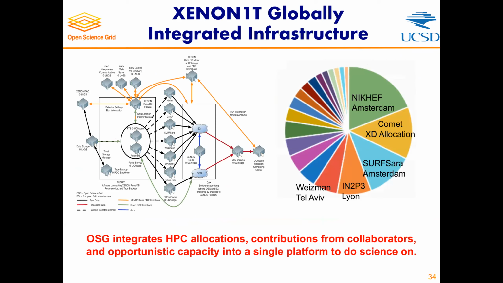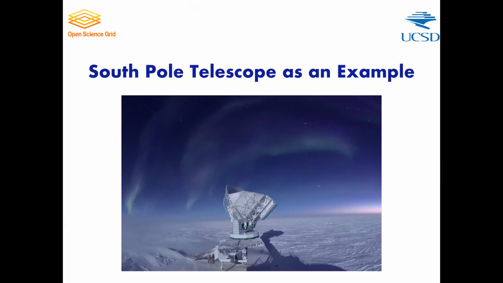And what OSG has done is combine that and present it to XENON 1 ton as a single batch system, as a single data infrastructure. And that kind of thing is what OSG does very well for these kinds of partners. And you can see there's also an XD allocation by XSEDE on Comet that is a significant part of the overall. And so if you have PIs at your institutions that are part of larger organizations like this, then OSG should be an obvious partner for you to work with.